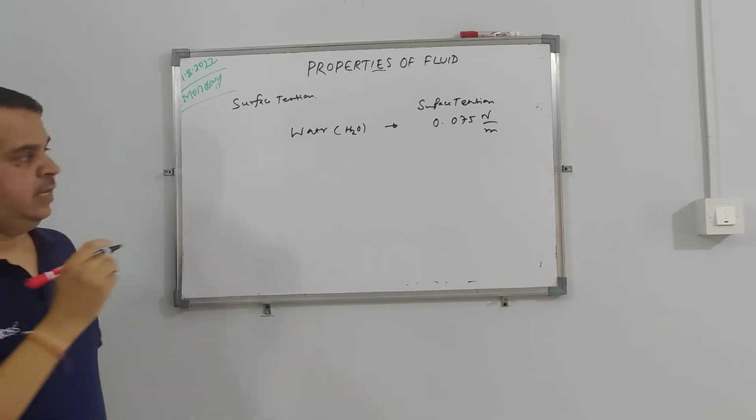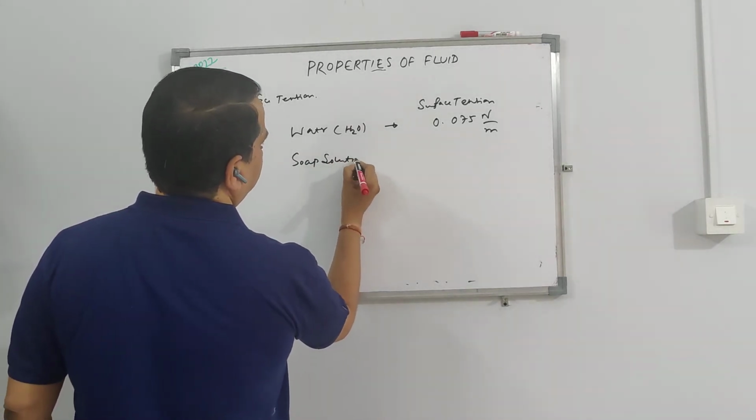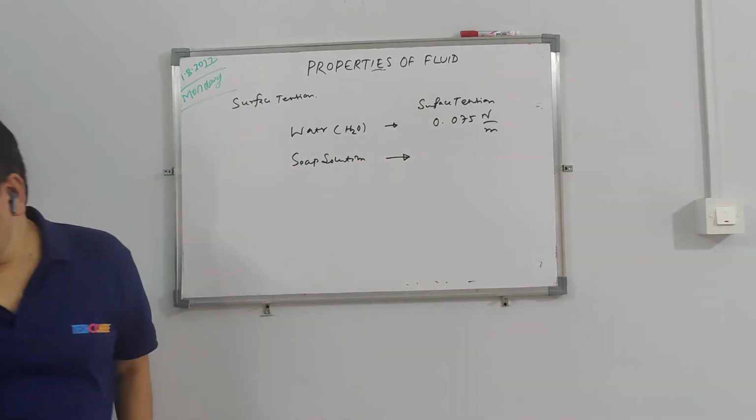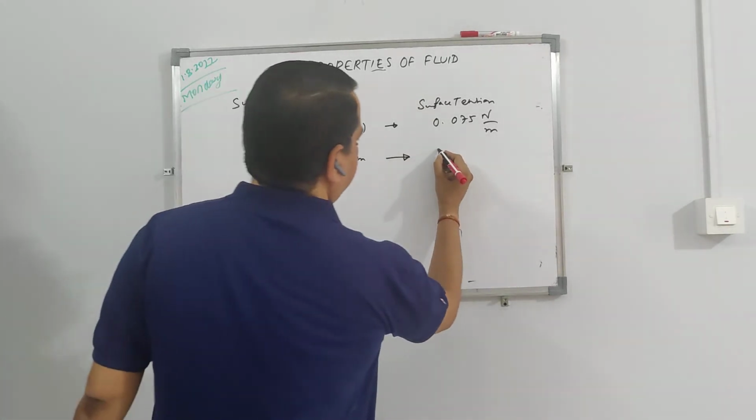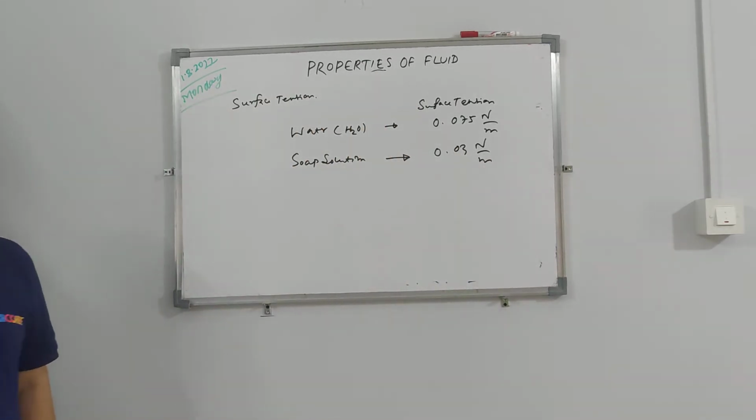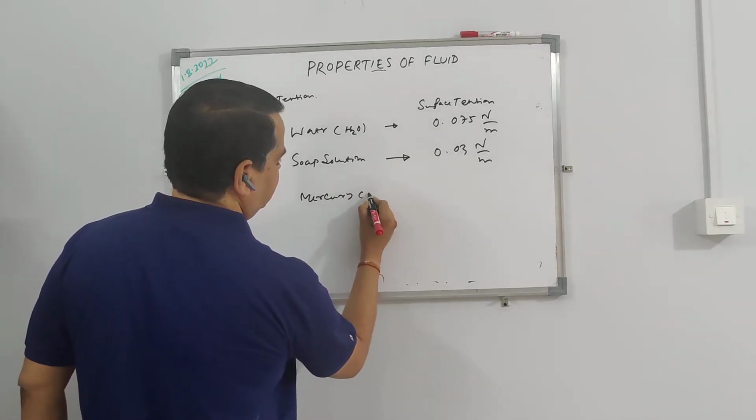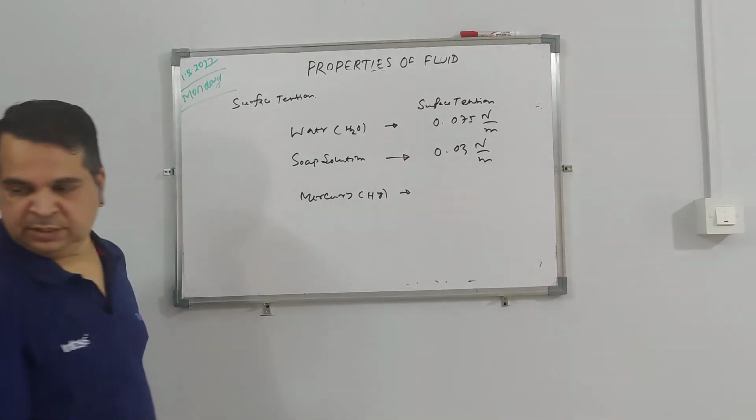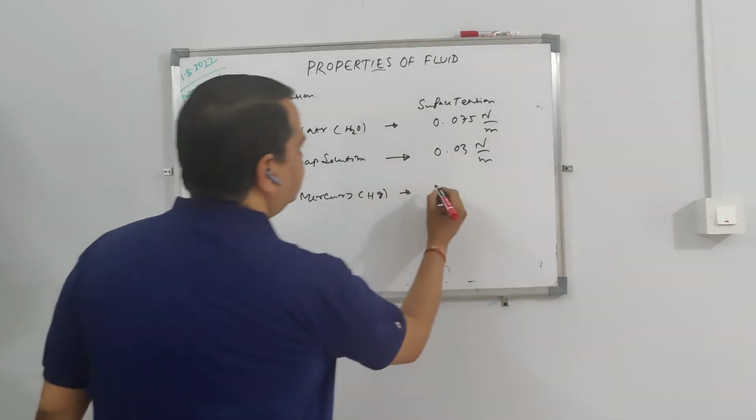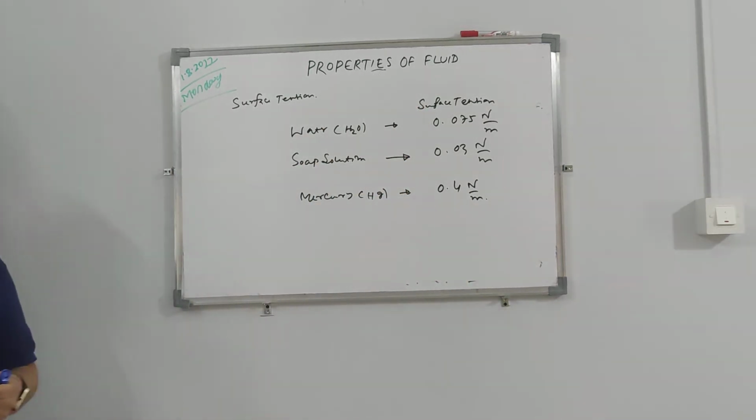Similarly, the soap solution, its surface tension is 0.03, almost half. And mercury, Hg, its surface tension value is 0.4, so almost 10 times, 0.4 Newton per meter. That means mercury has 10 times more surface tension or cohesive force as compared to water.